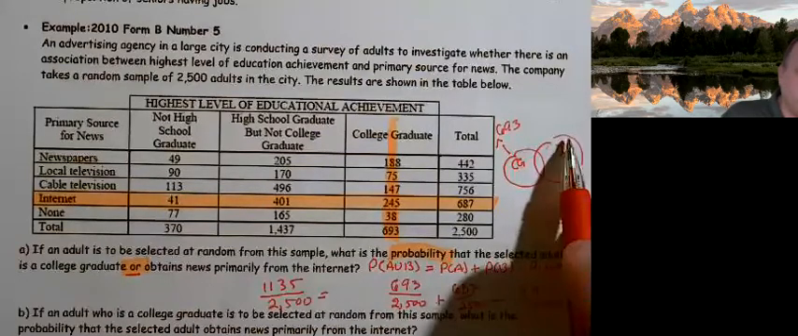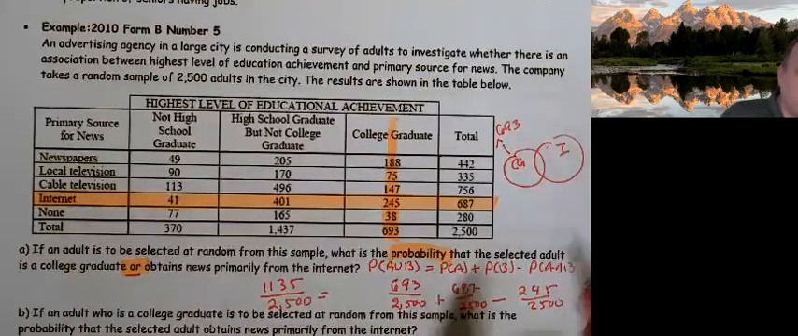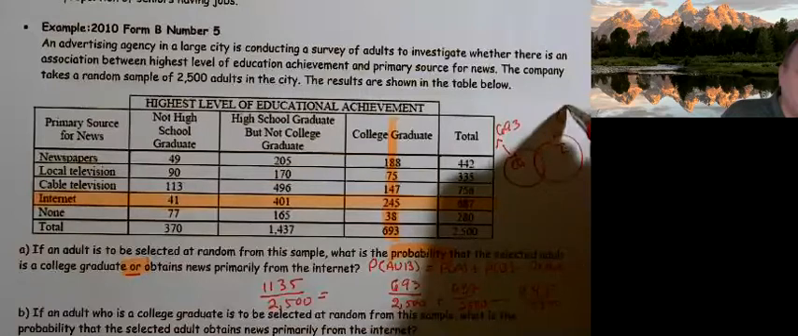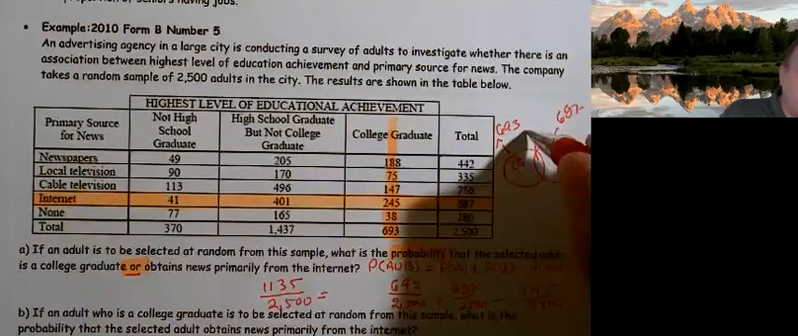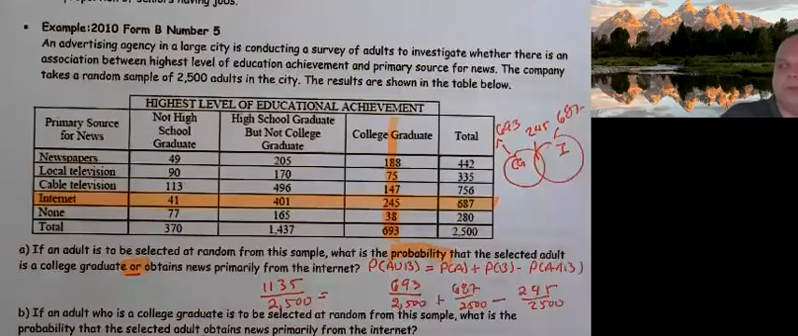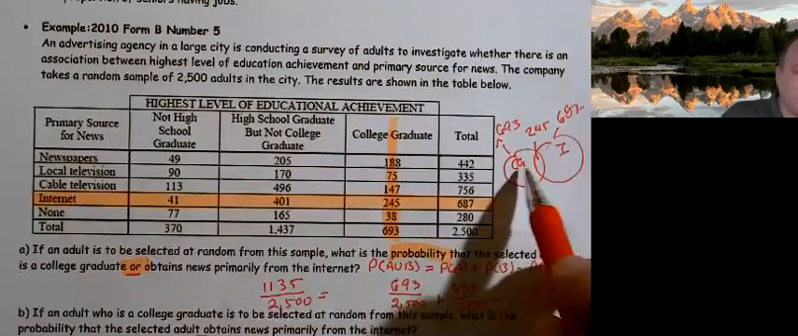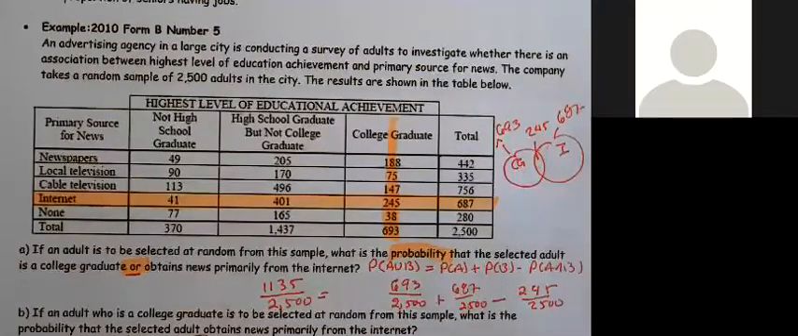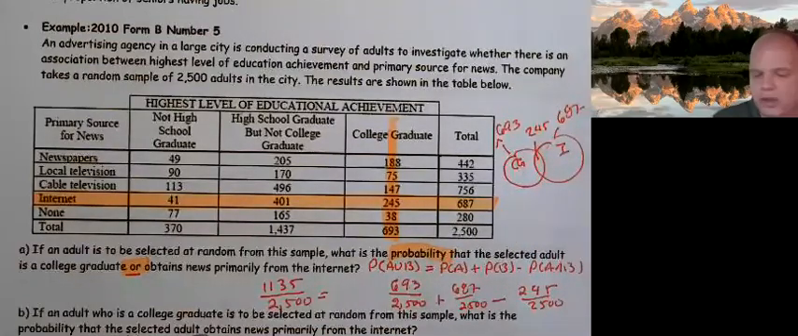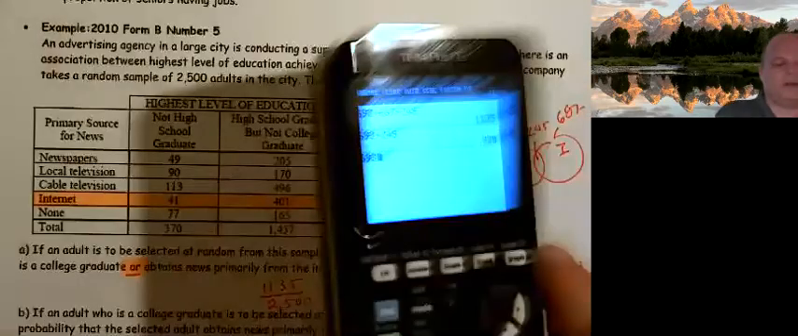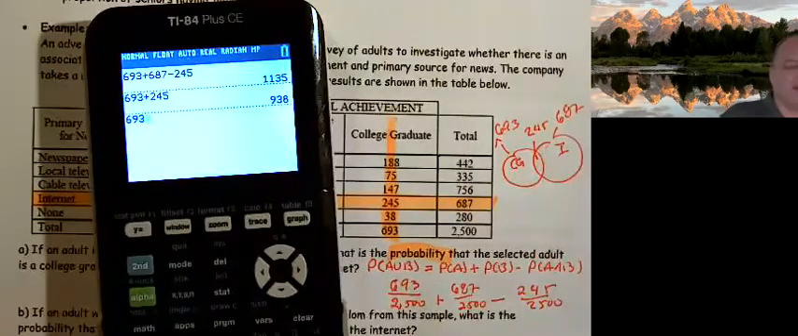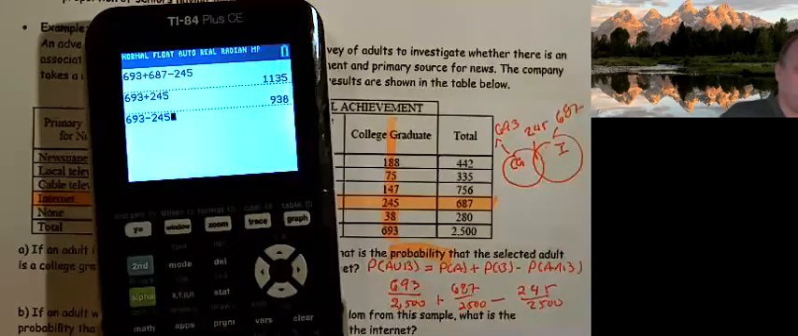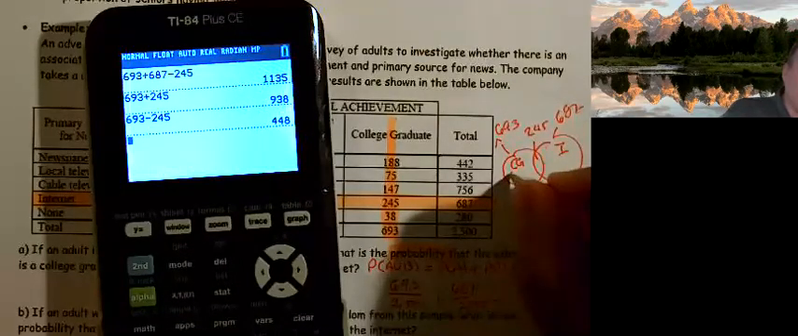I know that the total number who use the internet are 687. But I also know that 245 use both. So that means the part that's in the circle is going to be 693, sorry, 693 minus 245. So this is going to be 448.